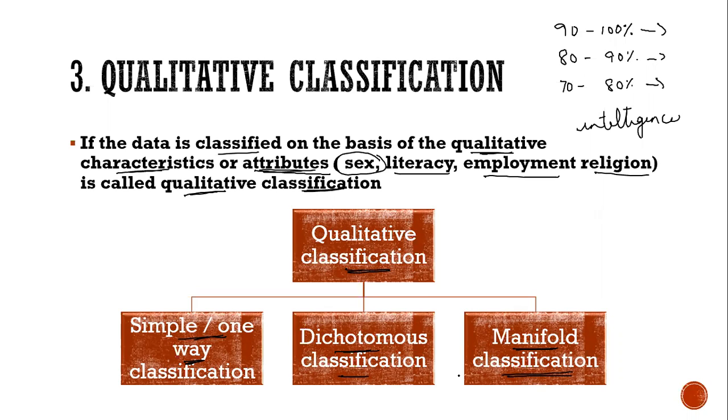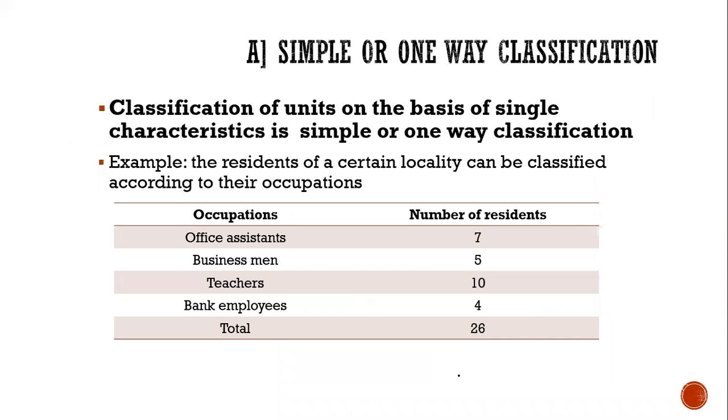Now we will learn one by one separately. First one, simple or one-way classification. Now what does it mean? It is nothing but you classify the units on the basis of a single characteristic. You focus only on one characteristic. That is simple or one-way classification.